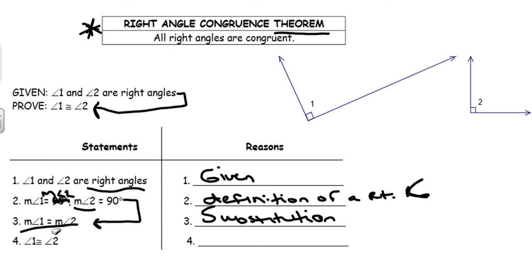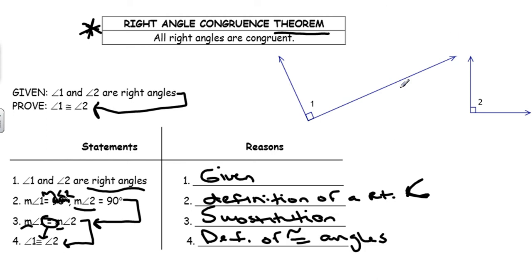Okay, and then my last step says that the measure of angle 1 equals measure of angle 2, and then it becomes angle 1 is congruent to angle 2. And all we've done here is we've changed the equal sign into a congruent sign and got rid of the measures. And when we do that, just like with segments, we're talking about the definition of congruent angles. The definition of congruent angles says that angles that are congruent are also equal, or angles that are equal are also congruent. So it's called the definition of congruent angles. So now we have proven this right angle congruence theorem that says all right angles are congruent.